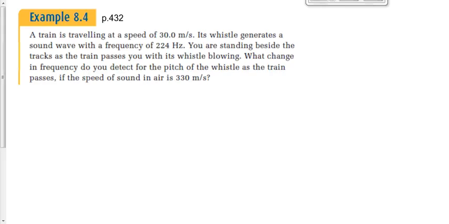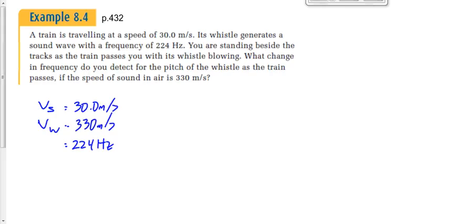What do we got given to us here? Something is 30 meters per second. Something's 330 meters per second. Something's 224 hertz. Tell me what this is, this 30. V what? Is it VW or VS? VS, good. The speed of the source. Again, VS, we often think of that as the speed of sound. It's not. VS is the speed of the source. The train is the source, and it's moving at 30 meters per second. This one's going to be a V as well. This is going to be VW, right? The speed of the wave. In this case, the speed of sound, but it could be some other wave as well.